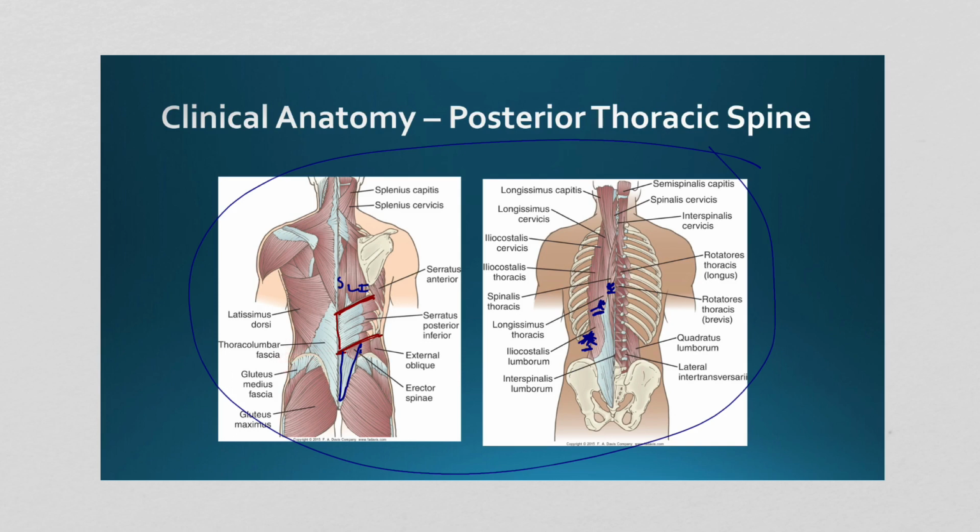And then we can see right in here that the thoracolumbar fascia is going to come down and insert onto the posterior iliac spine. And so there's a connection piece, right? There's a connection piece between the thoracic spine posteriorly and the ilium or the iliac crest.